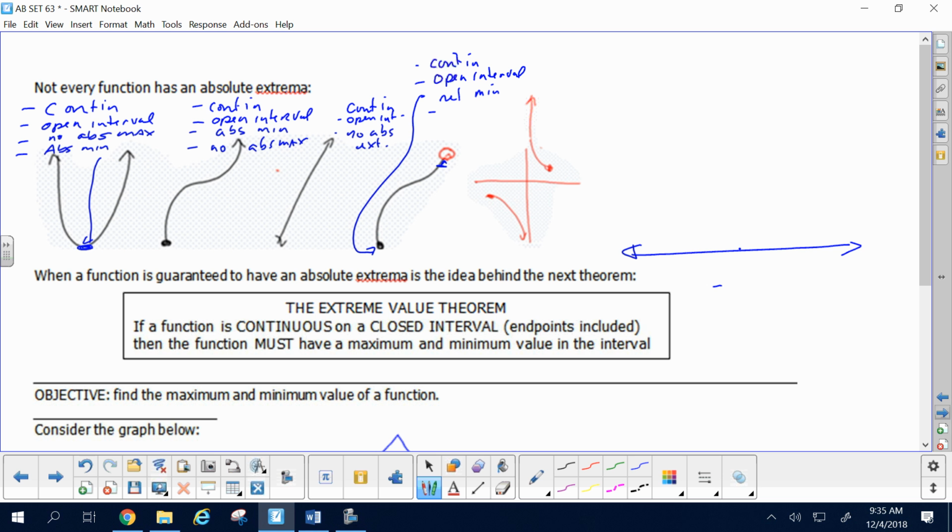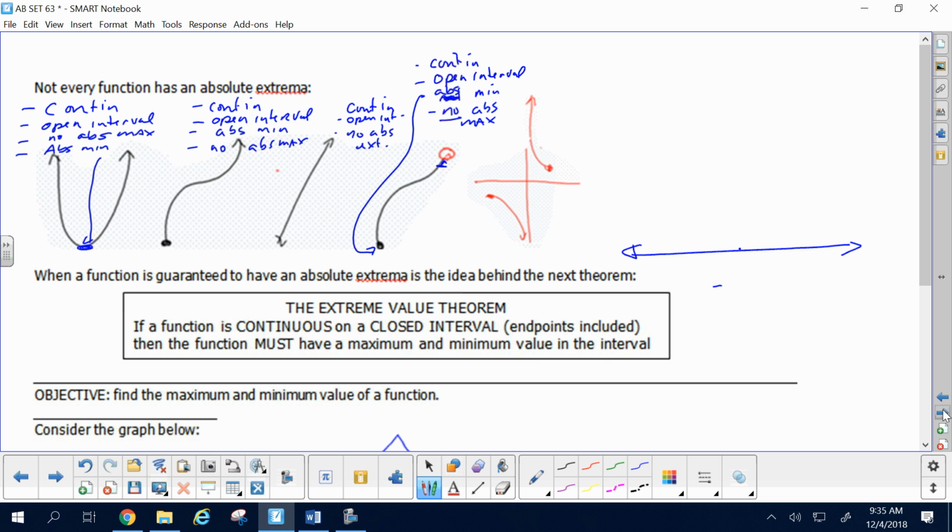So there's no, oh sorry, that should have been absolute. There is an absolute min, but there is no absolute max because it doesn't include that endpoint, and there's no such thing as the point right before it.